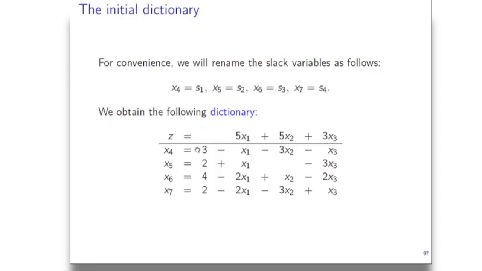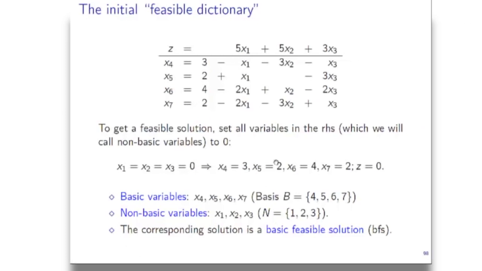So assuming that all of these are positive, by setting these variables to 0, we get a feasible solution to our system. This is what we call the initial feasible dictionary. Okay, so remember before we started using the term dictionary for this representation of the LP, and now we'll call it the feasible dictionary whenever by setting all the variables in the right-hand side to 0, we get a feasible solution, so we get non-negative values for all the remaining variables.